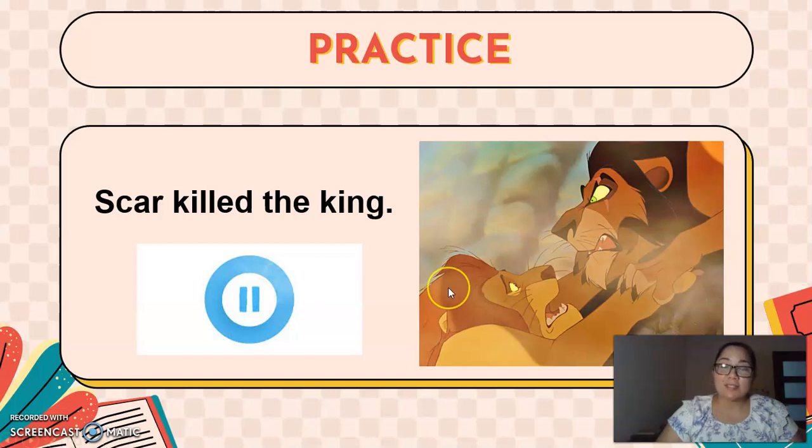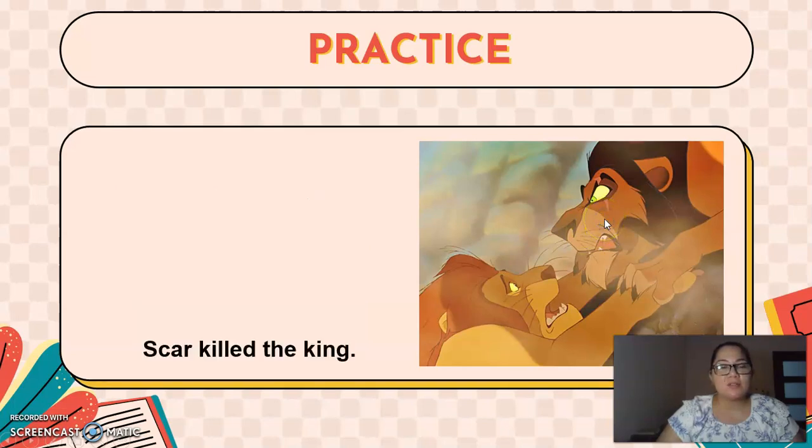Okay, now time is up. Let's go ahead and review your answers. So Scar killed the king. We have Scar, which is a proper noun. This makes a noun phrase. Then we have killed, which is the verb. Then we have an article plus a noun. It makes a noun phrase. So the verb plus the noun phrase makes the verb phrase. Now we have the two components that are able to make a sentence.